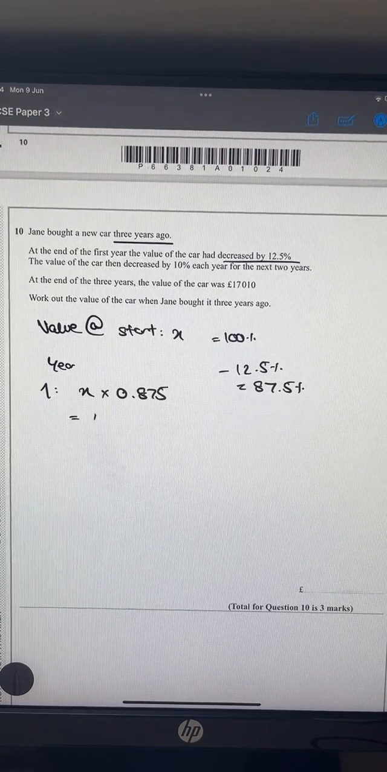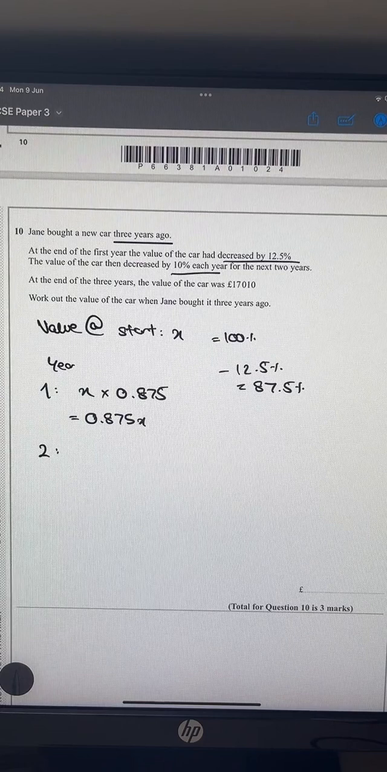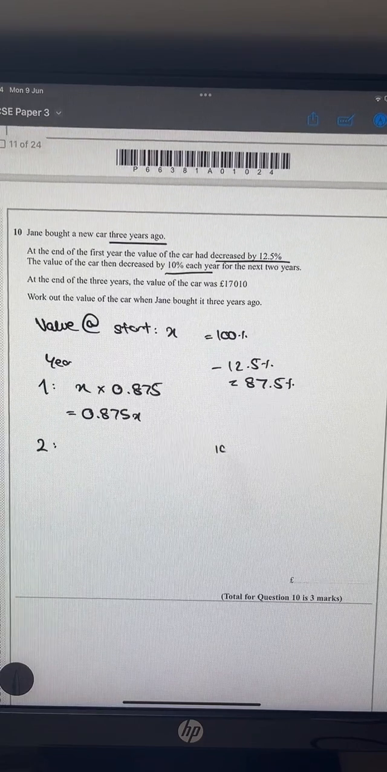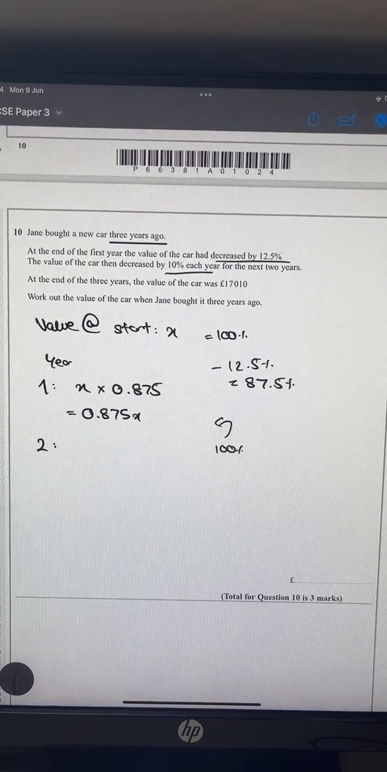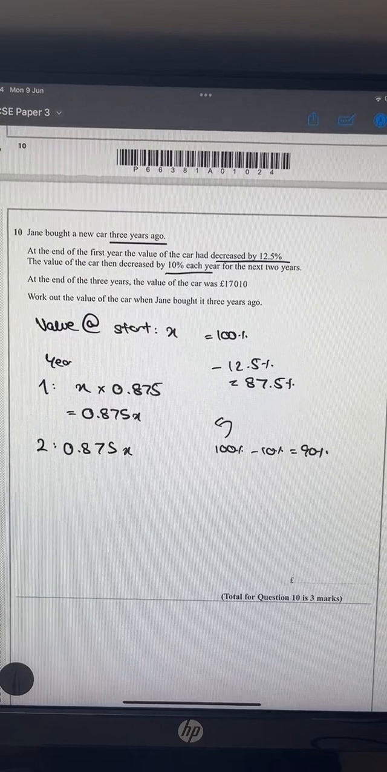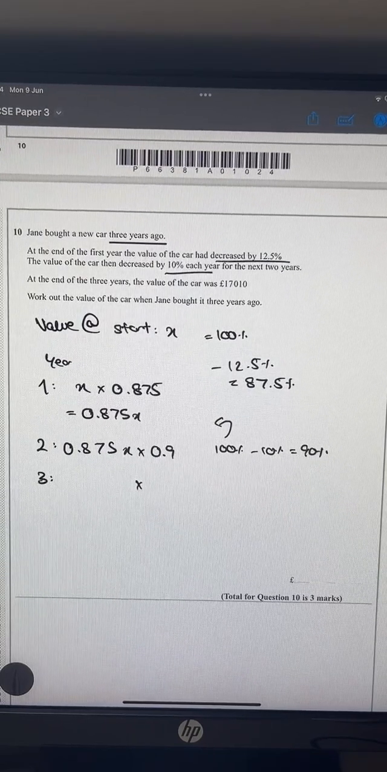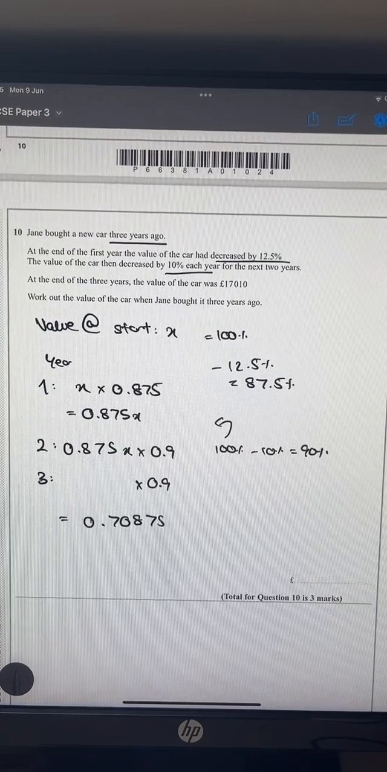So the new value now is 0.875x. After year 2, you're decreasing it by 10% each year for the next 2 years. So that's just 100%, like this is now a new 100, minus 10% equals 90%. So this is going to be 0.875x multiplied by 0.9. And then after year 3, you're doing the same thing. So you multiply by 0.9 again. That is going to be equal to, and if I put that in my calculator, I get 0.70875x is equal to this number now, right?